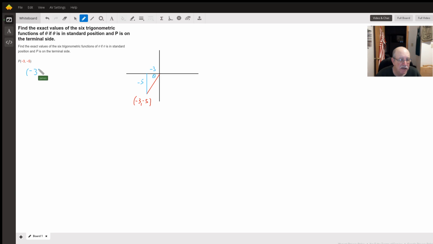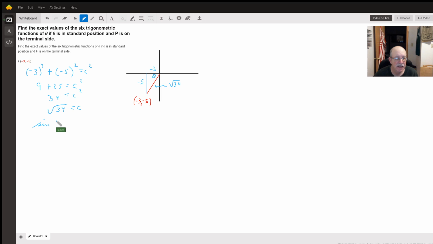And we got -3 squared plus -5 squared equals c squared. That gives me 9 plus 25 equals c squared. 34 equals c squared. Square root of 34 will equal c. So here we got square root of 34. So now we know all three sides of our triangle, so we can figure out the trig functions.